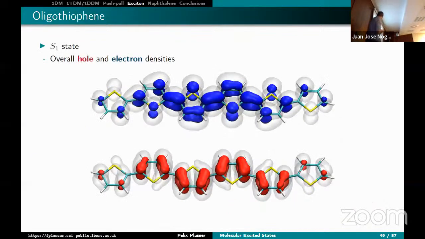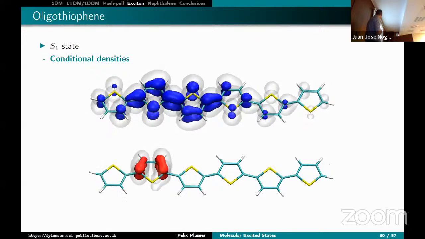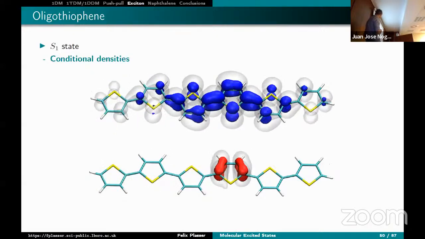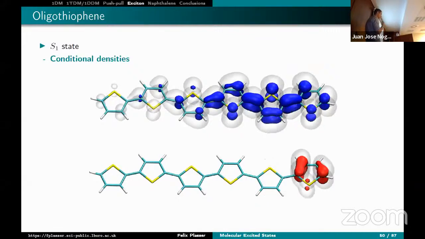And then we can draw this. So this is the hole distribution. And then we can see the conditional density as the electron follows the hole when we move it through the system. So this is how we can visualize this static correlation between the electron and the hole in our exciton.